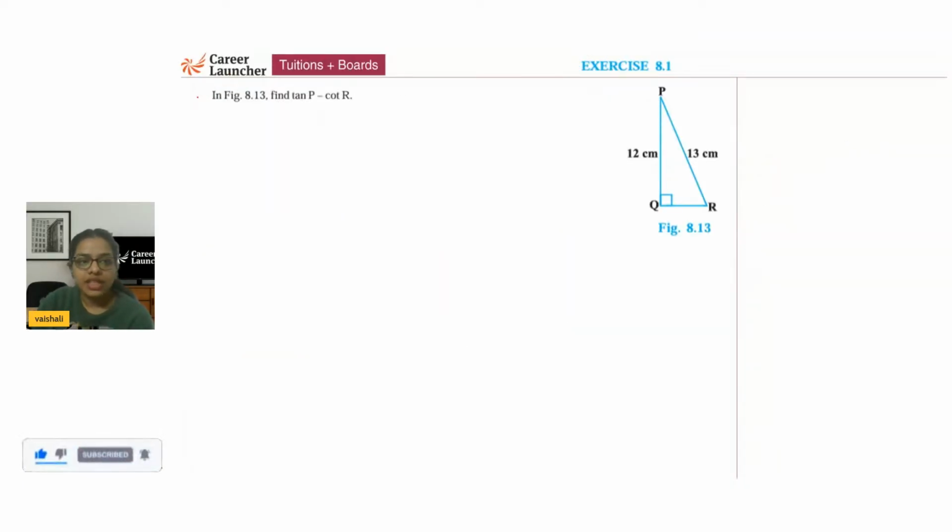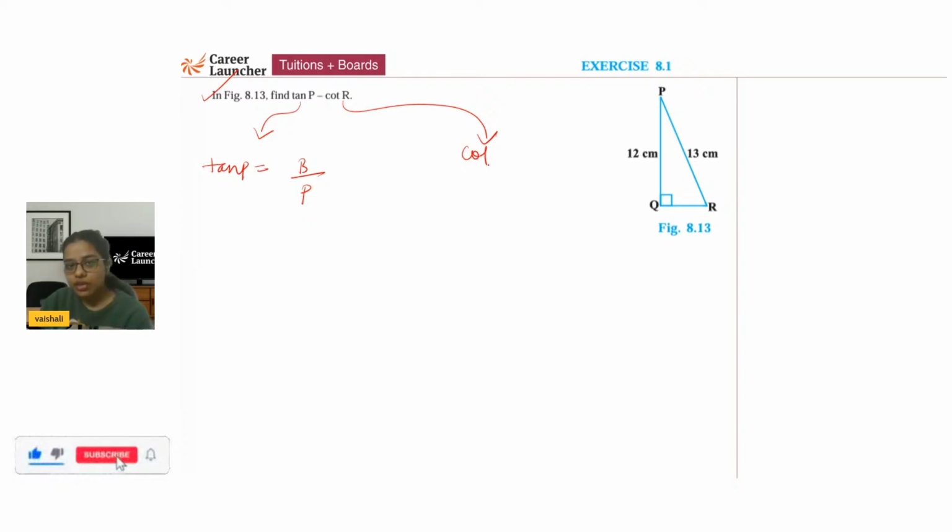Now the next question, we are given a figure 8.13 and we need to find the value of tan P minus cot R. So this is the triangle. So let's first of all calculate individually अलग-अलग कि tan P and cot R का value क्या है. So tan P is what? In general, tan is equal to perpendicular upon base and cot is what? Cot is base upon perpendicular. So let's just rewrite. So this is with respect to the angle R, जो cot है, and tan is with respect to P. So this is my base upon perpendicular.